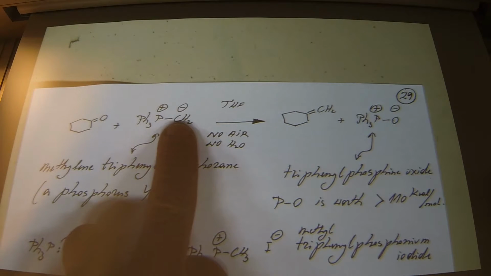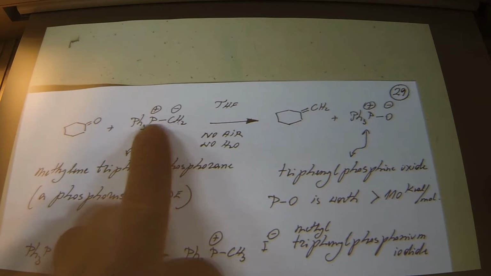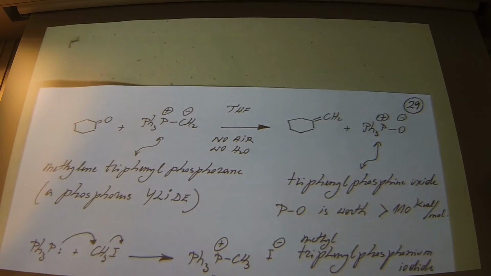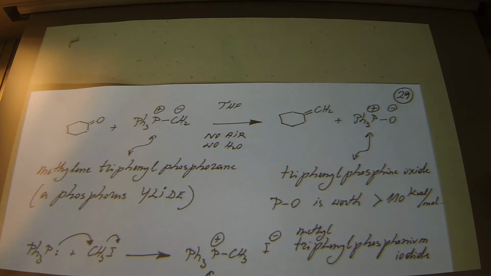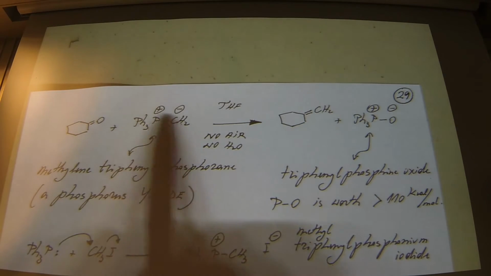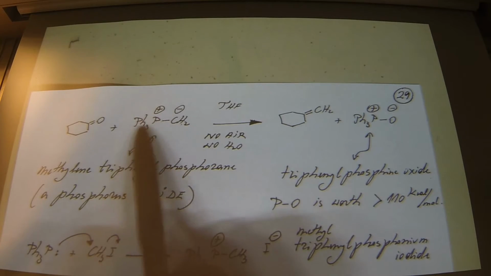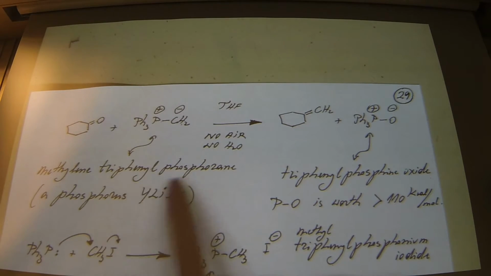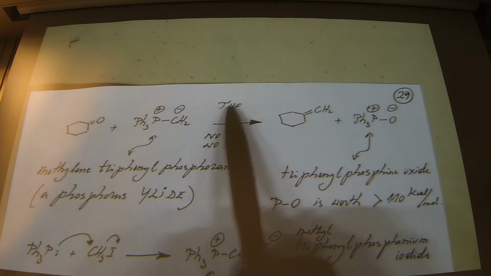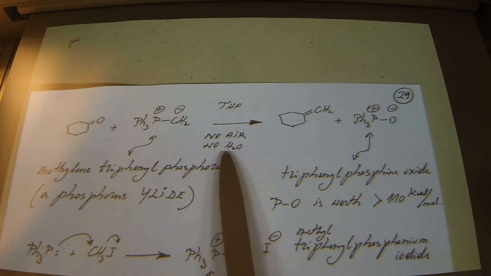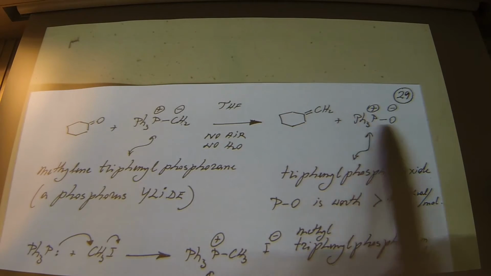Now, these two atoms, the positive and negative atom, are adjacent to each other. And whenever you have a dipolar molecule like that, that's called an ylid. Sometimes you see this spelled with an E, sometimes not. This is called methylene triphenylphosphorane. This reaction is done in the absence of water and air, and you end up generating very cleanly the methylene compound and triphenylphosphine oxide.